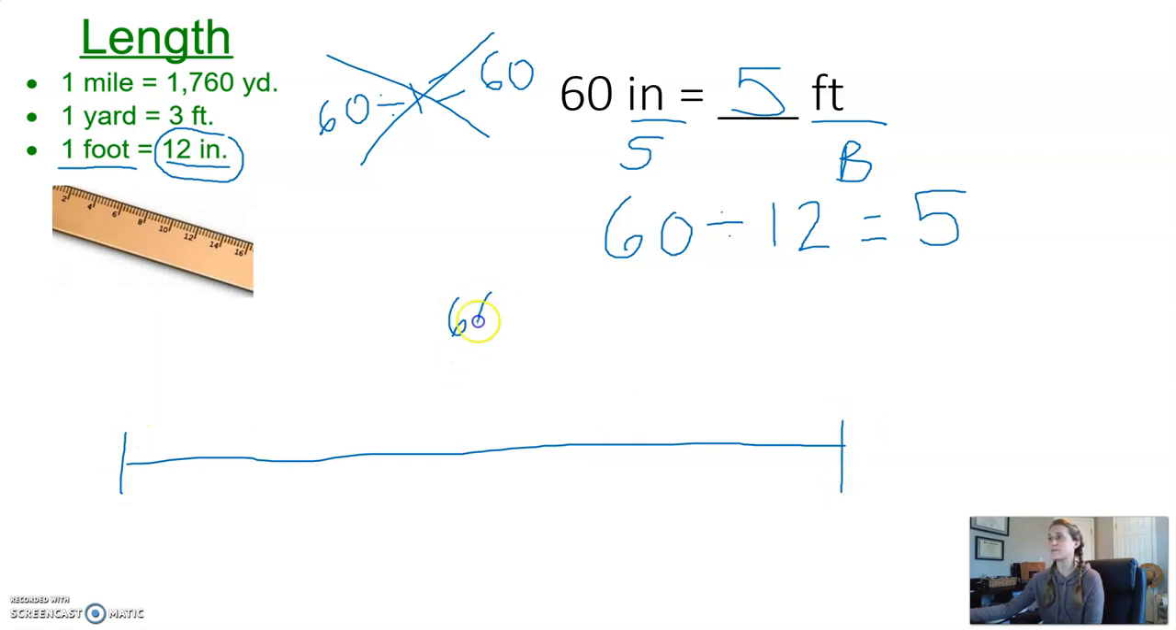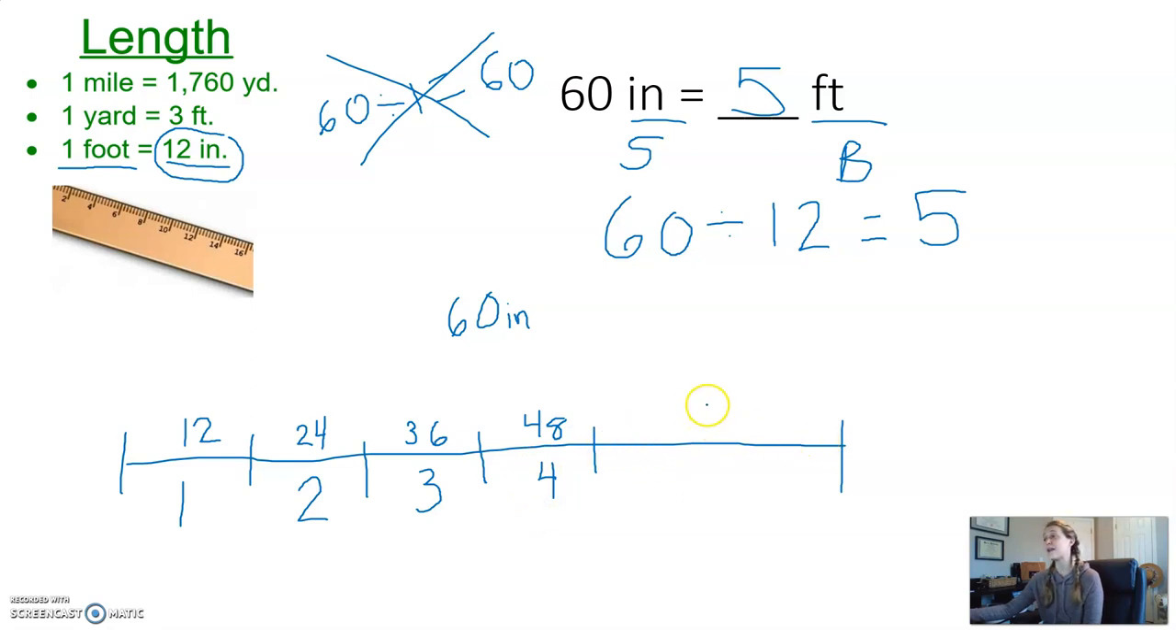Again, if this is our total of 60 inches, and I want to figure out how many feet are inside of this 60 inches, I would count over 12, and that would give me 1 foot. I would count over another 12 inches, which would give me a total of 24 inches, and this would be my second foot. I would count over another 12 inches, which would get me to 36 inches, and that would be the same as 3 feet. I would count over another 12 inches, which would get me 48 inches, and that's 4 feet. And I would count over another 12 inches, which would get me 60 inches, and that would give me 5 feet.